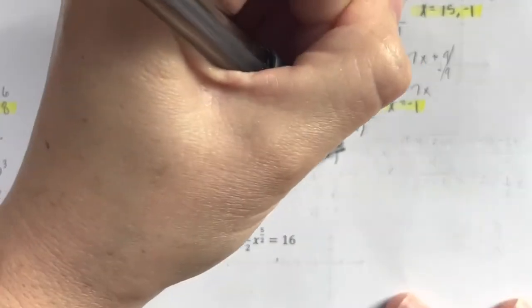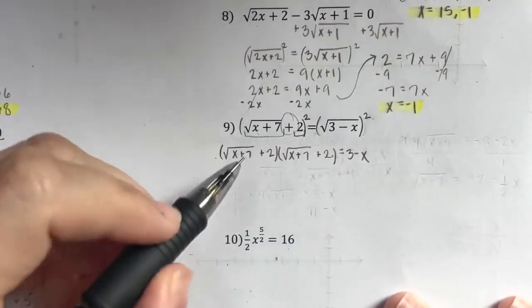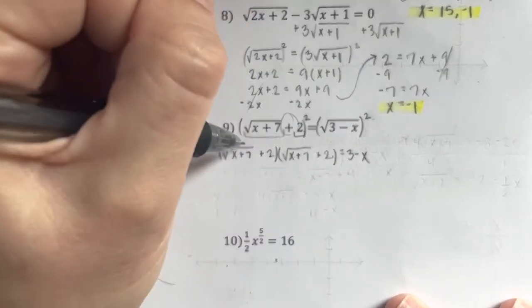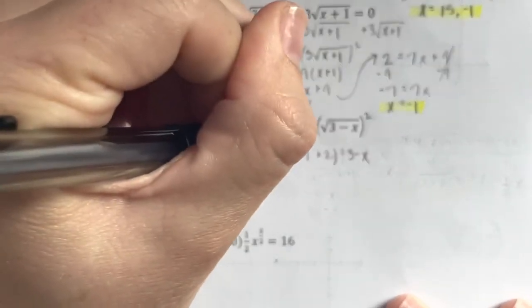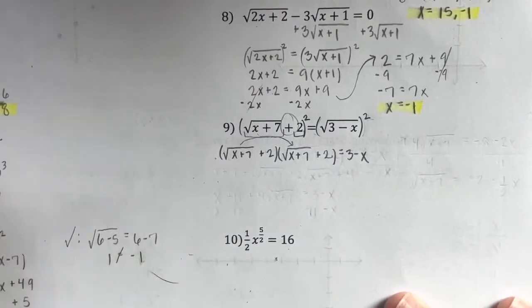And then on the right side, this square does just cancel out the radical, so I'm just left with 3 minus x. And then now we'll have to FOIL this left side like I said. So the square root of x plus 7 times the square root of x plus 7, the first 2 terms.